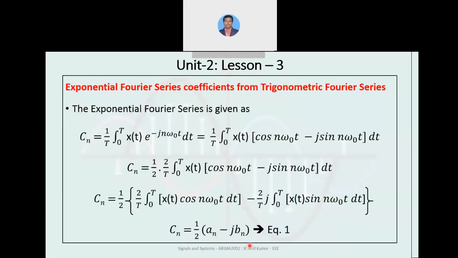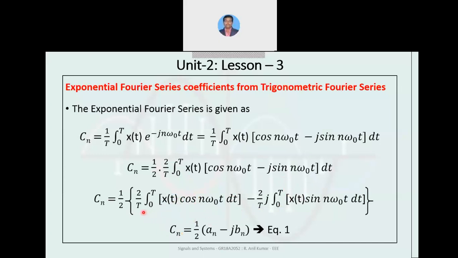Next, let us express the coefficients of the exponential in terms of the coefficients of the trigonometric. Let us consider the exponential equation given here, c suffix n. We expand the expression of e power minus j n omega naught t. Let us multiply and divide by 2 for the given c n. We get an expression like this, and let us expand the integration, the cos term separately and the sine term separately.